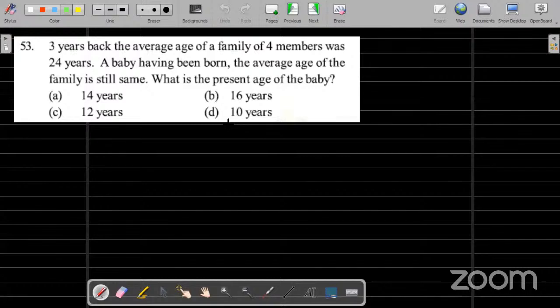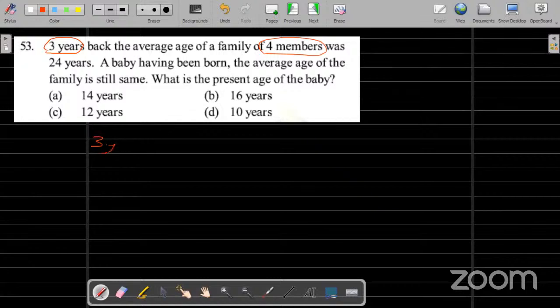Now, question number 53. 3 years back, the average age of a family of 4 members was 24 years. A baby having been born, the average age of the family is still the same. What is the present age of the baby? It's a similar question. Here it is only 3 years back, and 4 members are there. These are the 2 numbers that we need to consider.